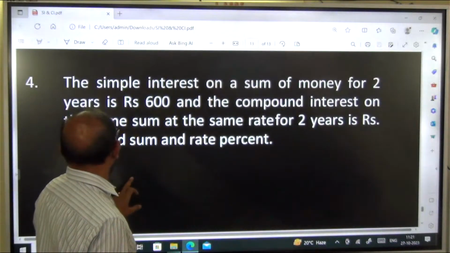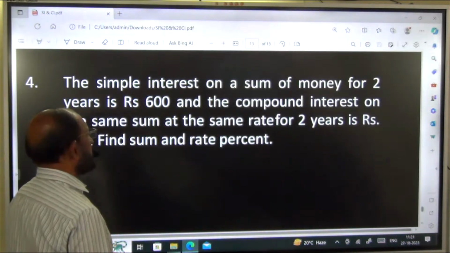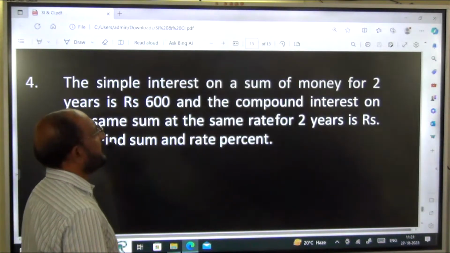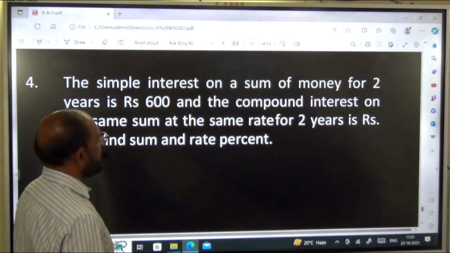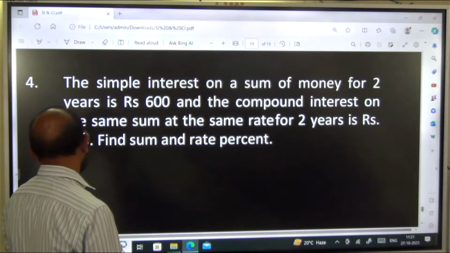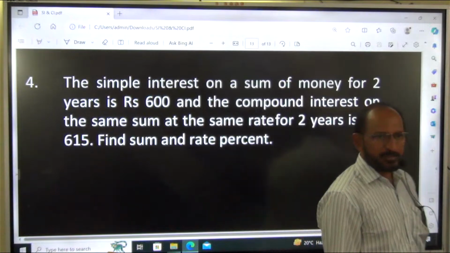The simple interest on a sum of money for 2 years is 600 rupees. Compound interest on the same sum at the same rate for 2 years is 615 rupees. Find the sum and rate percent. I think we completed such a problem before.